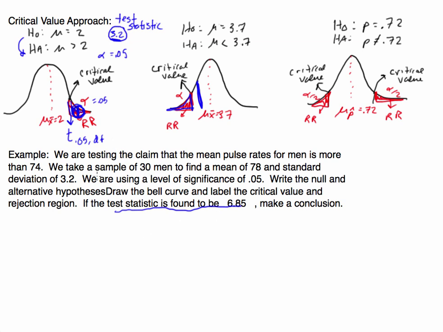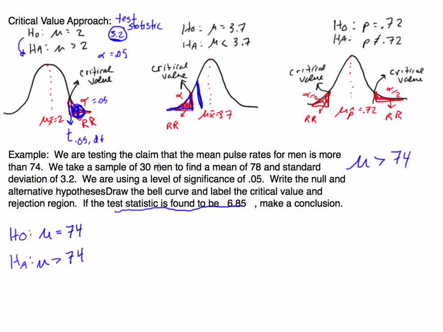So, we are testing the claim that the mean pulse rate for men is more than 74. So my claim is that the mean is greater than 74. Remember when we were writing our null and our alternative, the null is always that the population parameter is equal to that value, and the alternative in this case is going to be greater than, because that's what we're testing. We're testing that the mean is greater than 74.